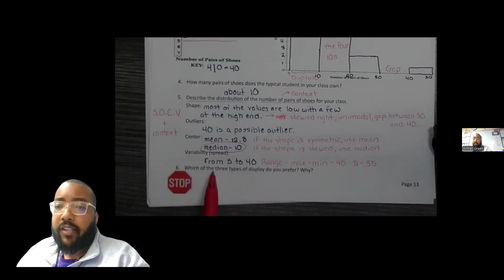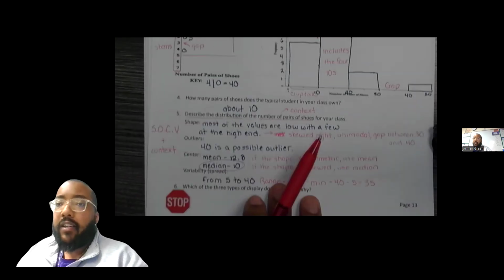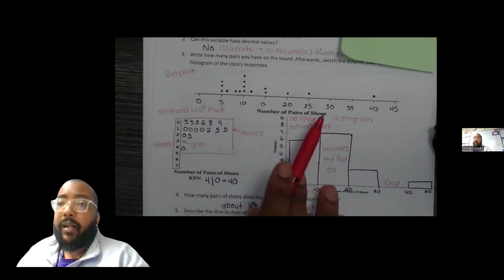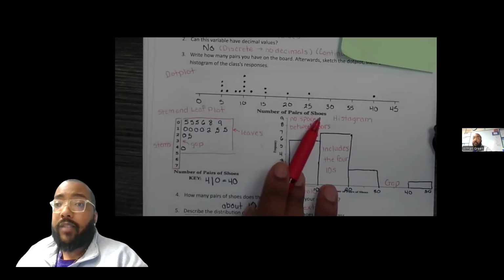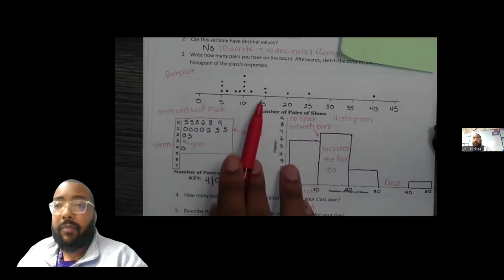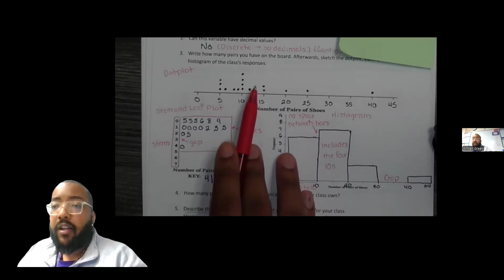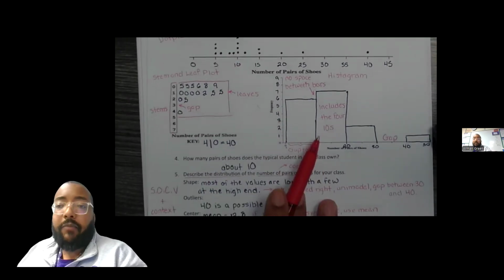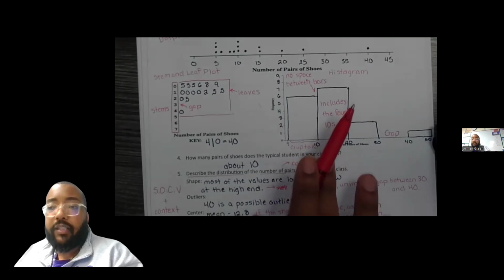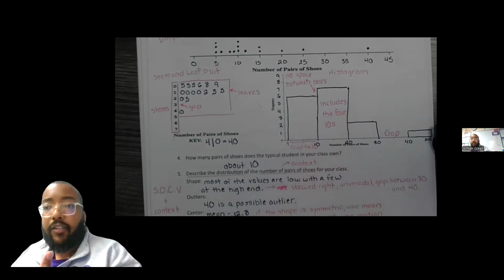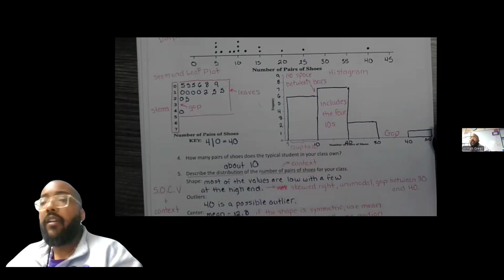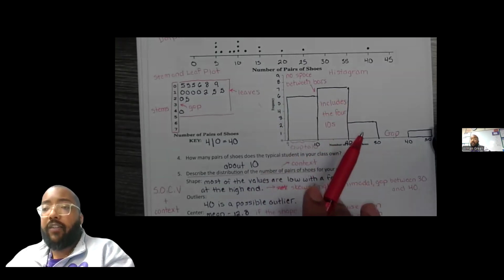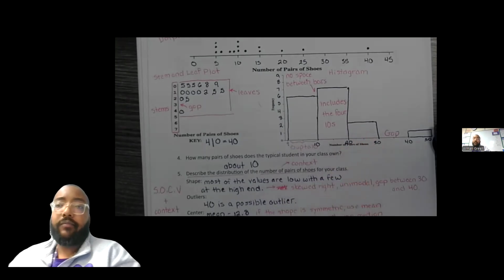Now, question 6 is asking which of these three types of display you prefer. I leave it up to you to decide. Maybe you like a dot plot, but if you had a large number of data points, dot plots are probably not going to be your best friend, especially with thousands of data points. You don't want to do 1,000 dots. So on the smaller side, dot plots are better. When you have a larger number of data points, maybe you go with a histogram because you're grouping your responses together. Still, it would give you a good idea of what your data looks like overall.